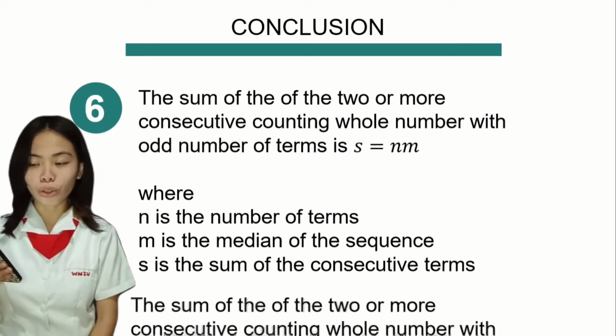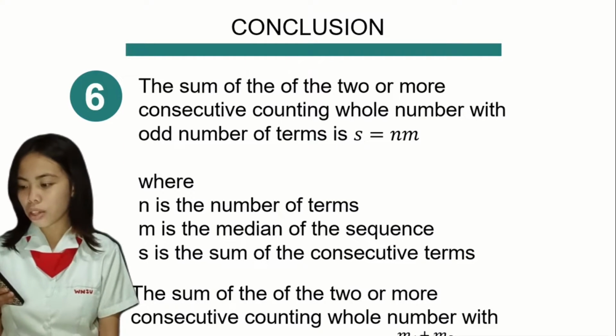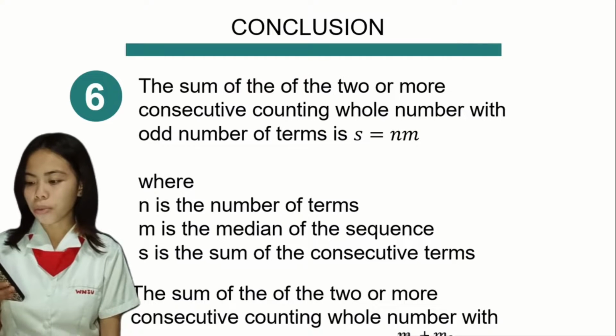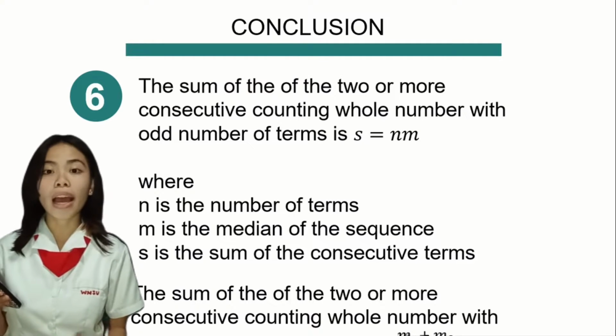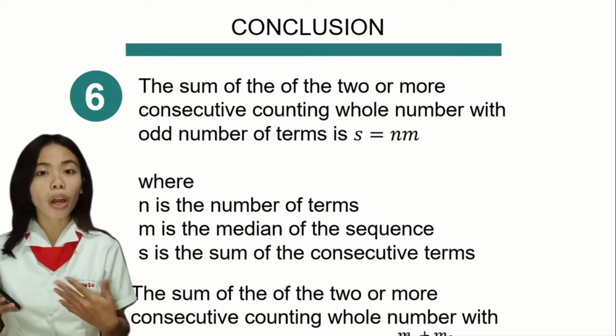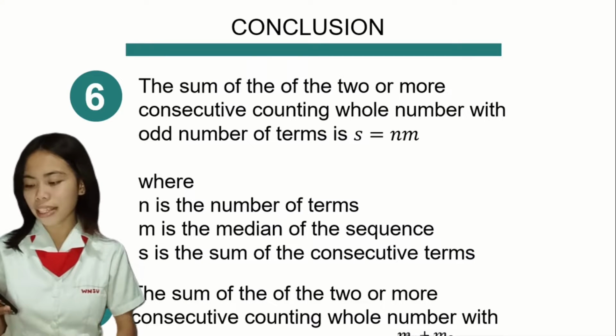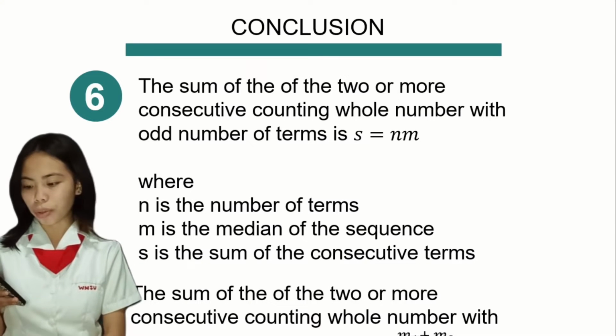For our sixth conclusion, for the sum of 2 or more consecutive counting numbers with an odd number of terms, we are going to use the formula s equals n multiplied by m, where n is the number of terms, m is the median of the sequence, and s is the sum of the consecutive terms.